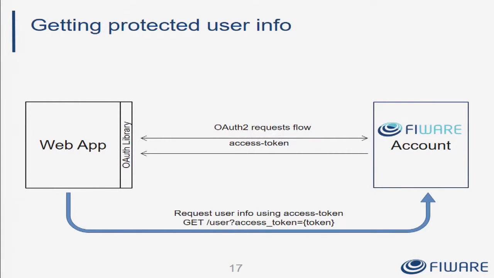Okay, so finally, when you have performed all this flow using one of these 4 available grants, you will have an access token in your web application, in your server, and you will be able to request to the FIWARE account server the protected information about the user that has logged in the platform. This is the request you have to perform, and including here the OAuth2 token, you will retrieve the protected information about the user. So finally, an access token represents the user instead of their credentials, okay?